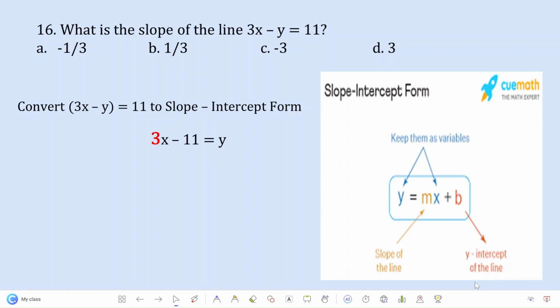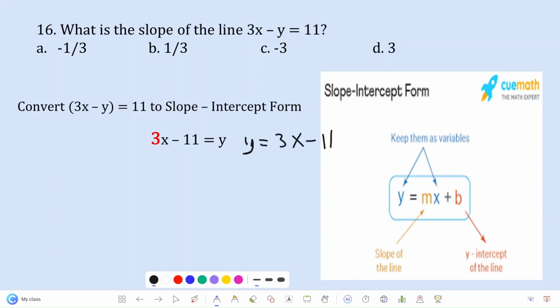Ang gagawin lamang natin ay ilipat natin ang y sa kabila, so magiging positive y, at ang 11 naman po ay ilipat natin sa kabila, so magkakaroon tayo ng negative 11. So 3x minus 11 is equal to y. Kung mapapansin niyo halos parehas na po yan kasi kapag ilipat natin ang y sa kabila at ang 3x minus 11 sa kabila, this will be y is equal to 3x minus 11.